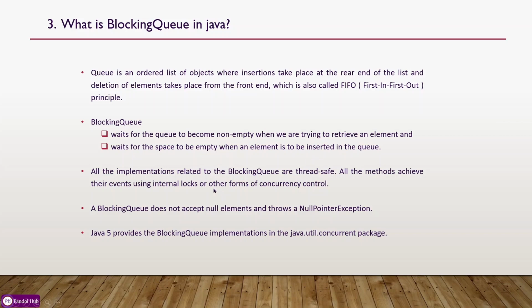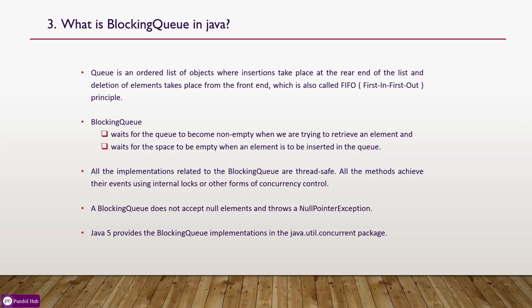All the implementations related to the blocking queue are thread safe. All the methods achieve their effects using internal locks or other forms of concurrency control. So inside the blocking queue, what are all the implementations in the sense of pushing the elements, popping the elements, inserting, removing, all those things.